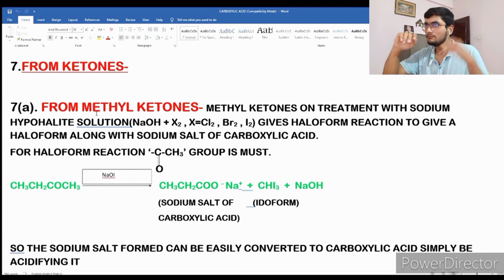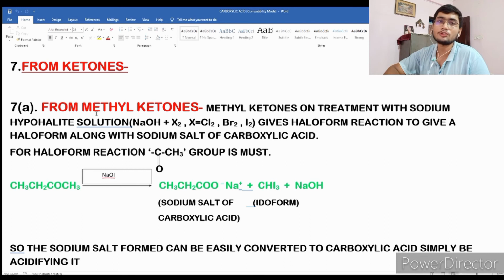Okay, so how can we prepare carboxylic acid from methyl ketones? By haloform reactions. So what is a haloform reaction? Basically, we react them with a solution of sodium hydroxide and halogen. When we combine sodium hydroxide and a halogen, particularly chlorine, bromine or iodine, what we get is a hypohalite solution. By treating methyl ketone with a hypohalite solution, we will get a sodium salt of carboxylic acid.